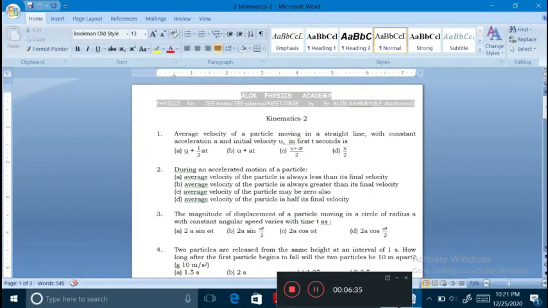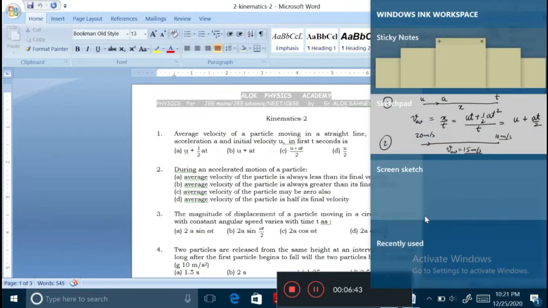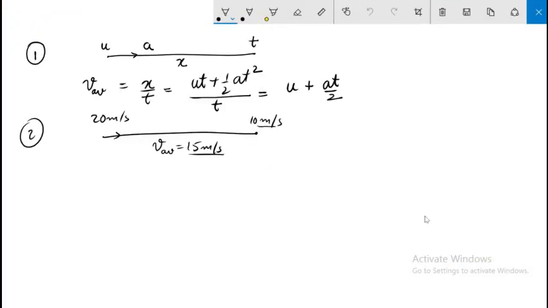Now let us look at option B. Average velocity of a particle is always greater than its final velocity. Again, this is not necessary. Let us see on the screen how we can negate the second option.